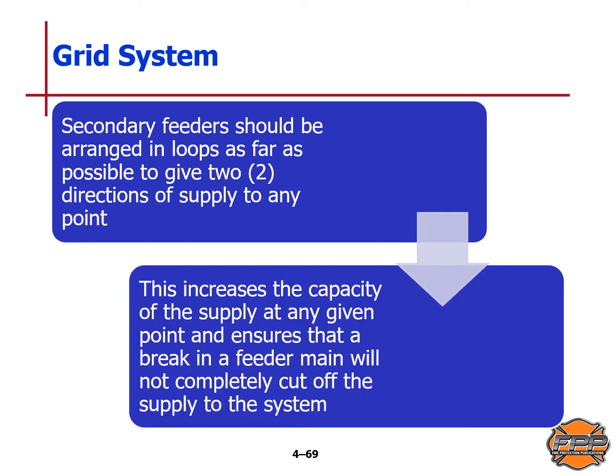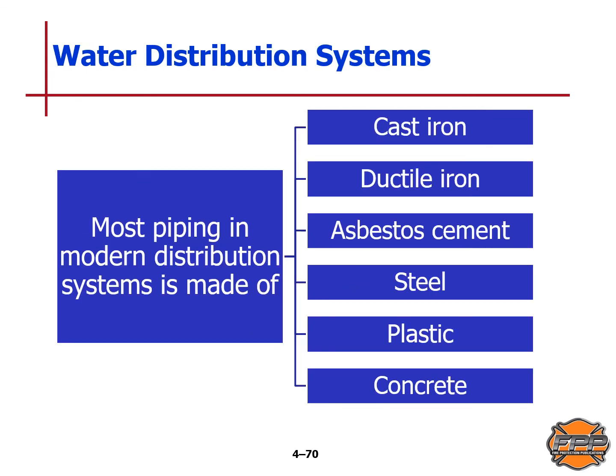Secondary feeders should be arranged in loops as far as possible to give two directions of supply to any one point. This increases the capacity of the system at any given point and ensures that a break in feeder mains will not completely cut off the supply to the system. Most piping in a modern distribution system is made up of cast iron, ductile iron, asbestos cement, steel, plastic, or concrete.